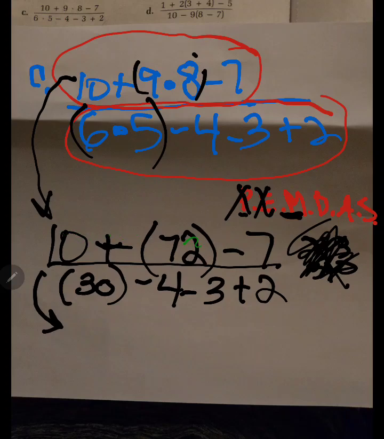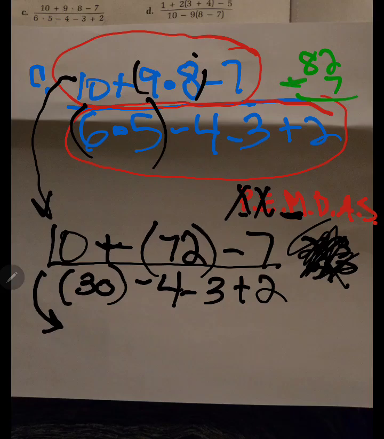10 plus 72 is 82, and then 82 minus 7 is what? What's 82 minus 7? I can't hear the answer. 82 minus 7?